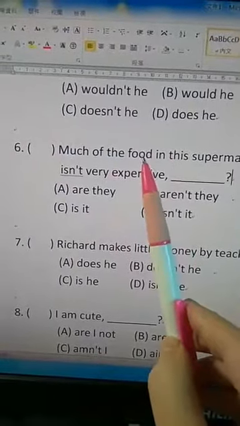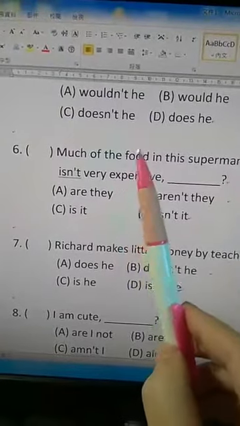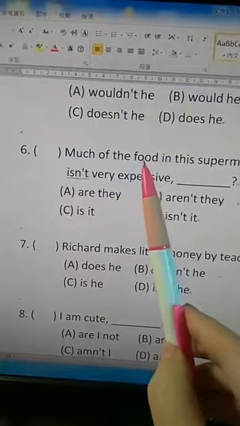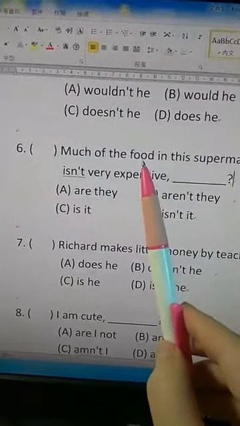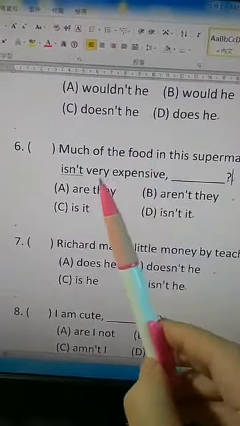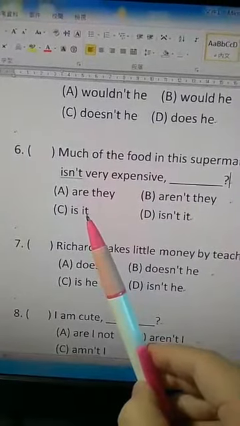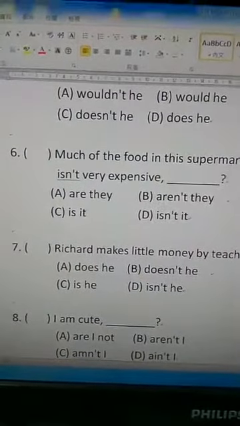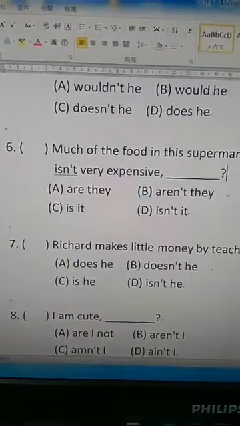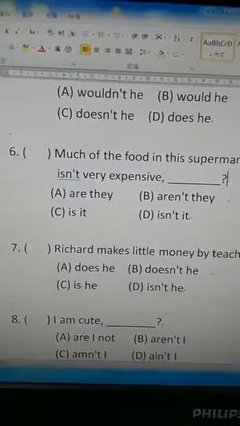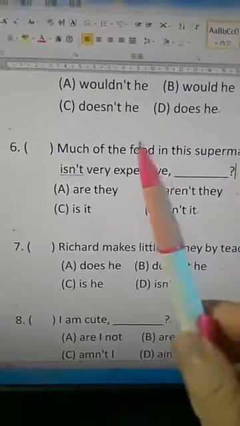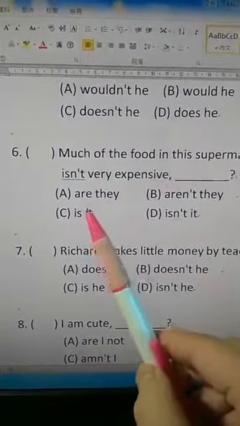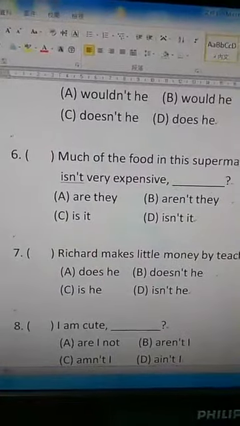So we cannot use they here because food in this sentence is collective, or in other words, an uncountable word. So we can only use it as the pronoun in our tag question. So what is the answer for question six? Can you tell me? We have already crossed out B and D. Choose one between the two answers.